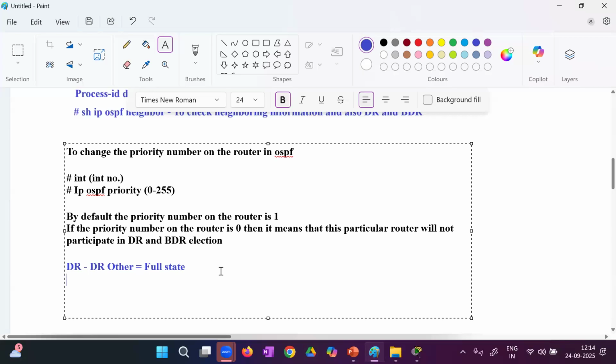Next, DR and BDR will be in which state? Full. The captain should have all the information regarding the vice captain. Full state. Right? Same as BDR should have all the information regarding the other team members. That is full state.